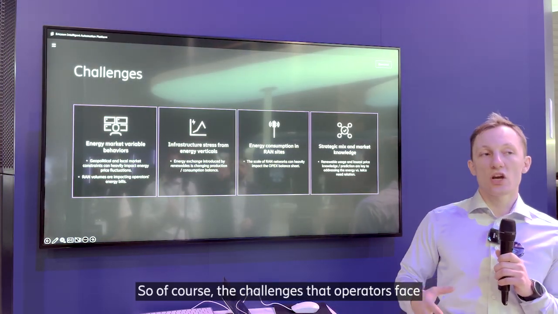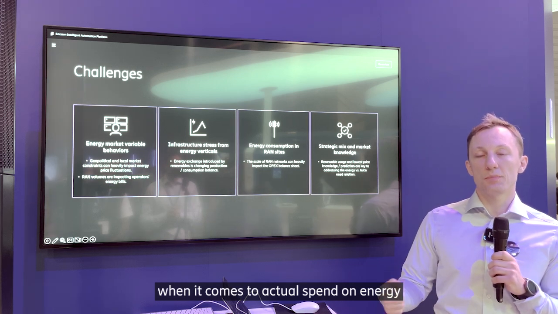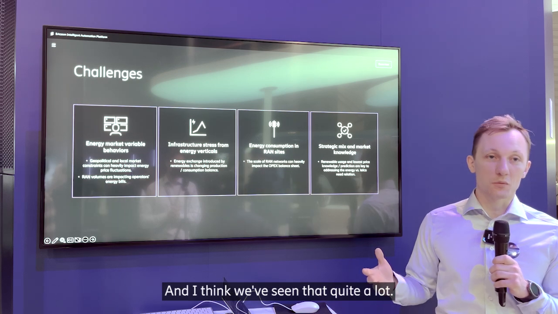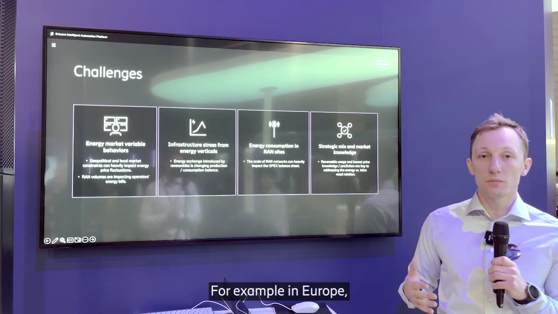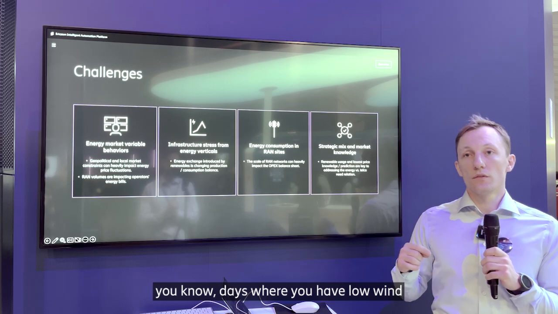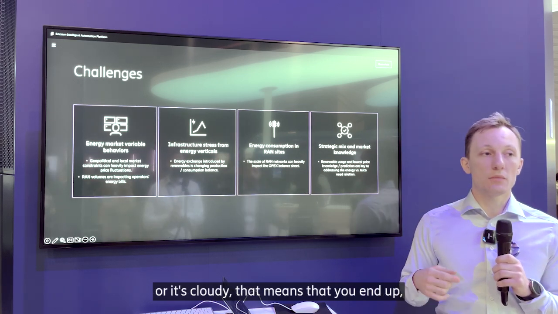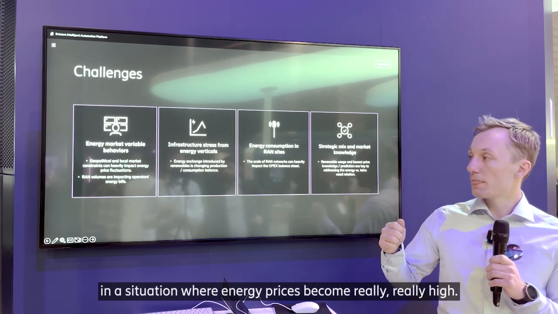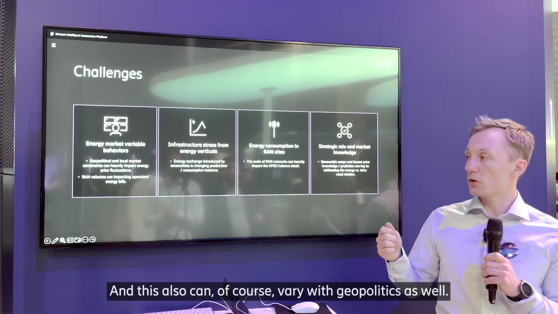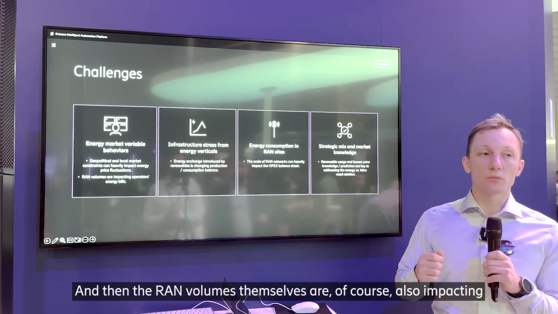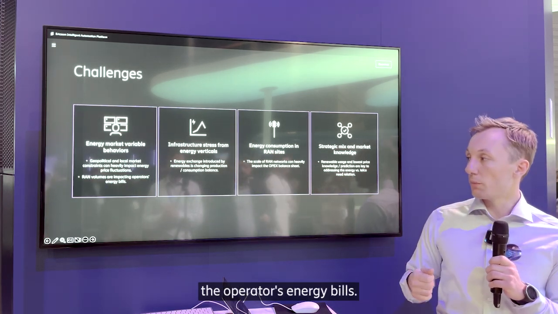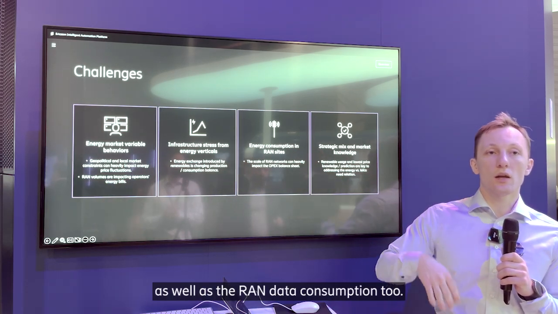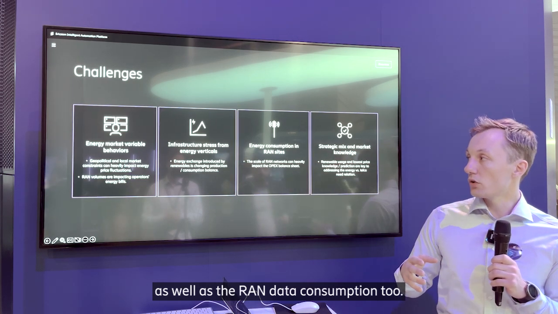So, of course, the challenge operators face when it comes to actual spend on energy is the variability of the energy market. We've seen that quite a lot, for example, in Europe, on days where you have low wind or it's cloudy. That means you end up in a situation where energy prices become really, really high. This can also vary with geopolitics. And then the RAN volumes themselves also impact the operator's energy bills. So you have all of this fluctuation caused by the energy market as well as the RAN data consumption.